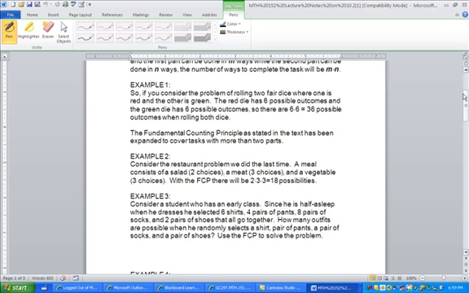Okay, example 3. Consider a student who has an early class. Since he is half asleep when he dresses, he selected 6 shirts, 4 pairs of pants, 8 pairs of socks, and 2 pairs of shoes that all go together. How many outfits are possible when he randomly selects a shirt, pair of pants, a pair of socks, and a pair of shoes? You're to use the fundamental counting principle to solve the problem. So pause the recording, figure out your answer. Once you have an answer, then you can restart the recording to check your work.